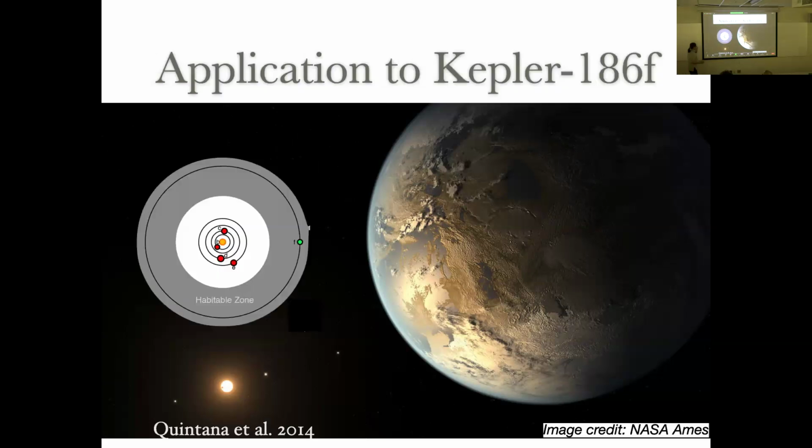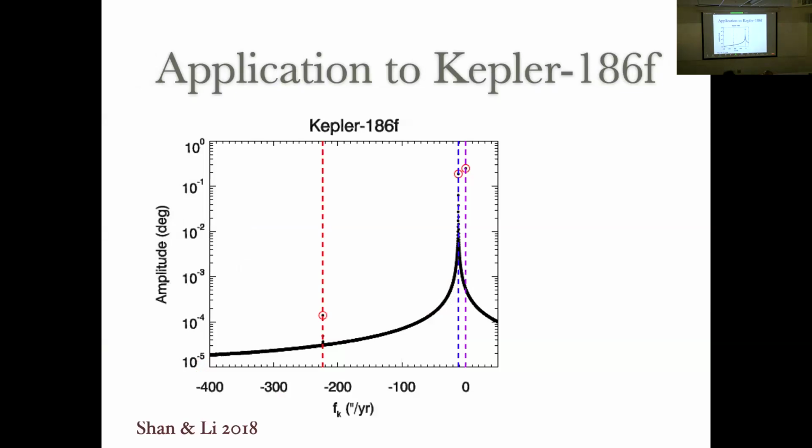And here is our habitable zone planet, 186F, and then here are the companion planets closer to the host star. So I'm going to analyze the effect on F. We took a similar approach to how the Laskar group worked on our own Earth.